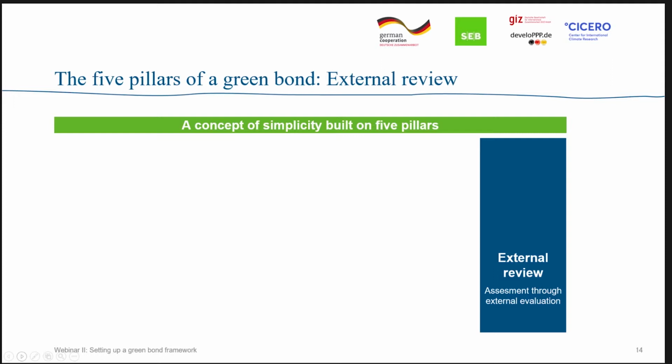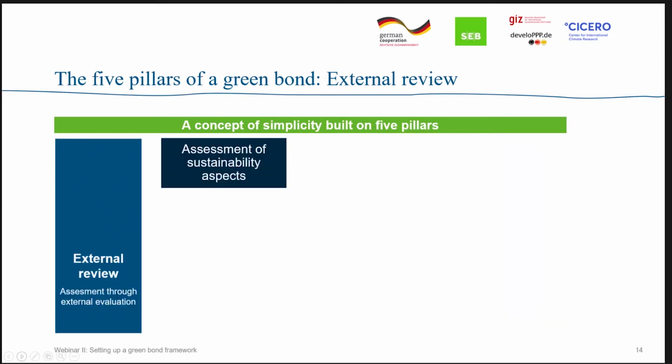The final pillar is verification. This provides evaluation through an external review by independent environmental experts. We will now look at some of the examples of verification in the sustainable finance field.